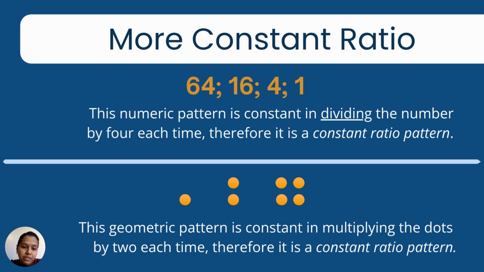Then we look at the bottom one. The geometric pattern is constant in multiplying by 2. So from number 1, the first dot, multiply by 2, you get 2 dots. From your second term, the 2 dots, we multiply by 2 and we get 4 dots. So the multiplying pattern is by 2, and so we call this a constant ratio pattern as well.